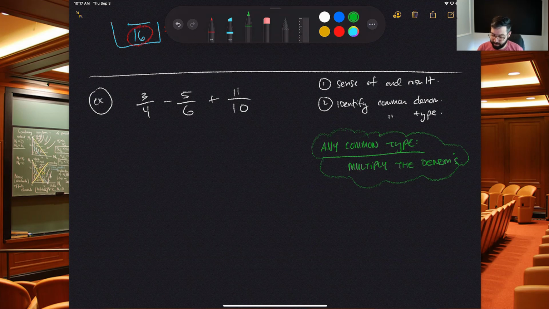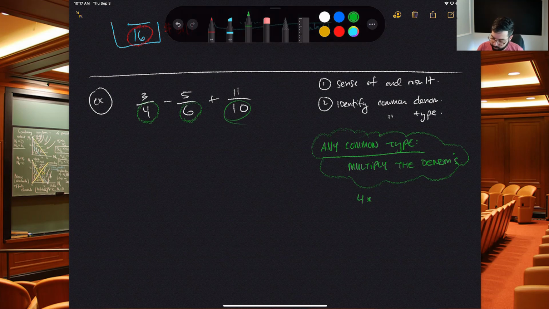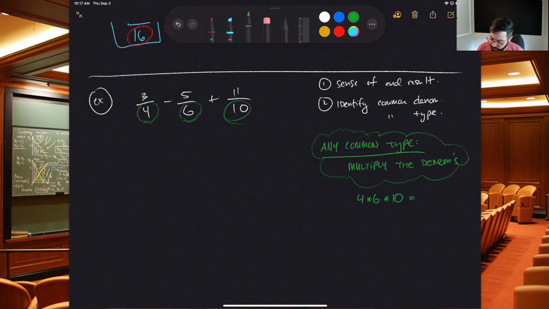So what is that type? Well, that is 4 times 6 times 10, which is 240. Just a number. It's bigger than we've seen probably in a while, but no sweat. 240. So the question is, okay, how do I get these things to being equivalent to 240ths versions of themselves? Converting the dollar bills, right? Converting the denominations. So how do I get 3/4 into 240ths?